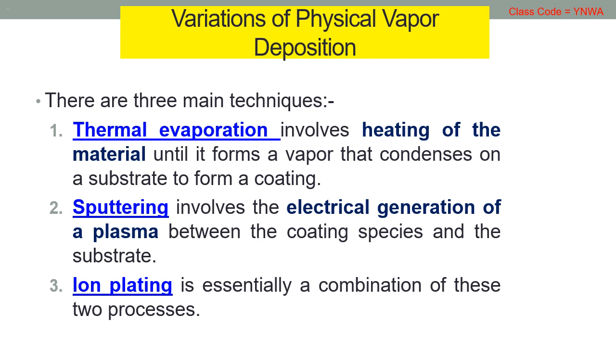Now, we will start with the 3 main techniques of PVD. First, thermal evaporation involves heating of the material until it forms a vapor that condenses on a substrate to form a coating. Second, sputtering involves the electrical generation of a plasma between the coating species and the substrate. Third, ion plating, which is essentially a combination of these 2 processes.